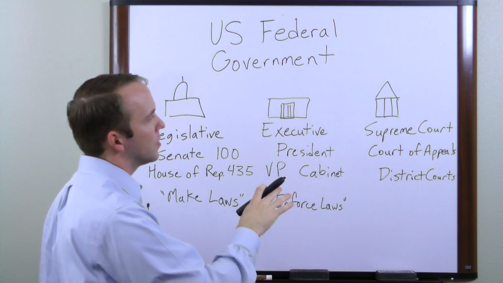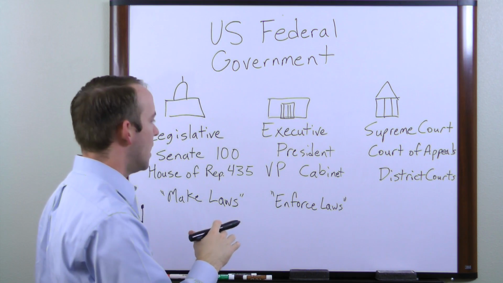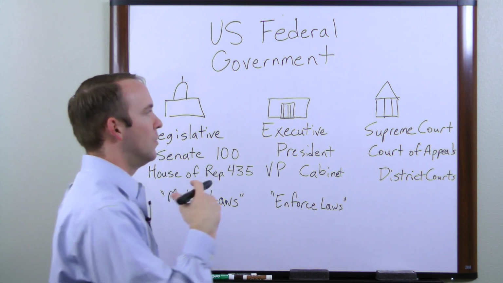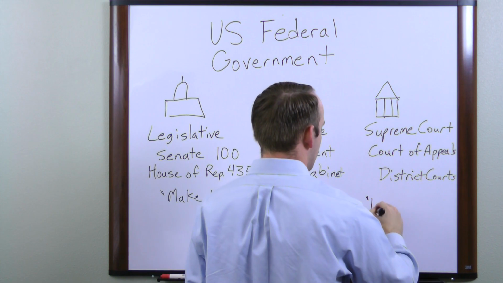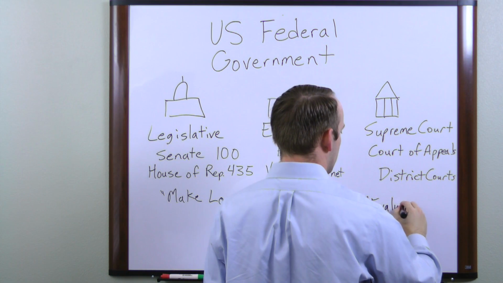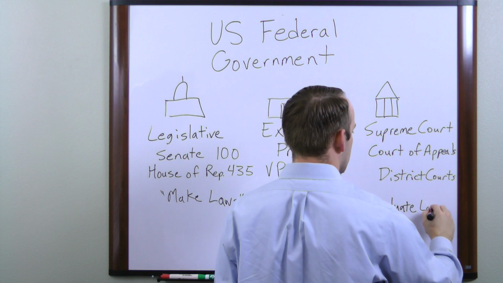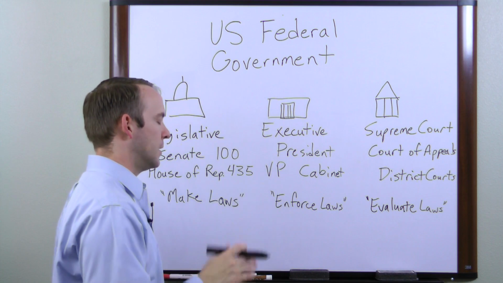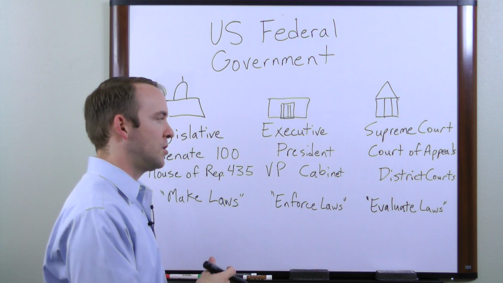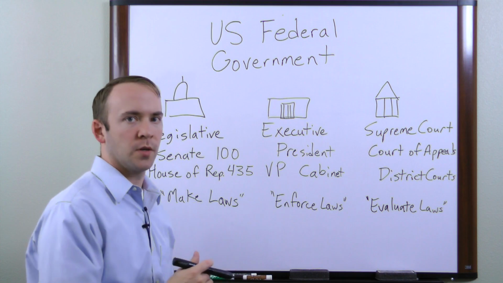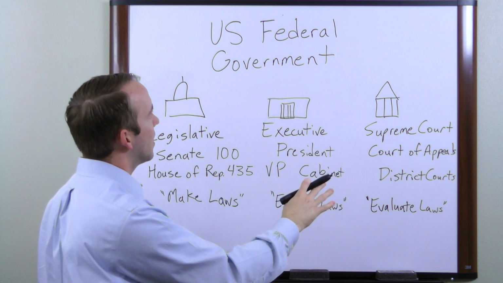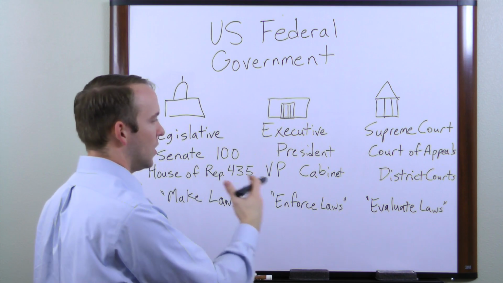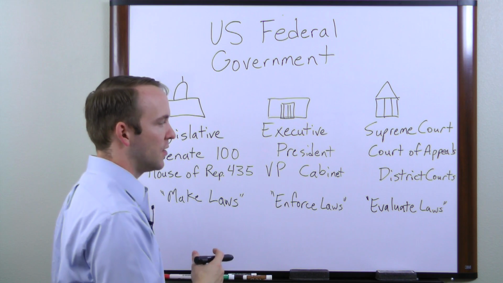And the Supreme Court and our court system, they oversee the laws and decide which ones are constitutional and which are not, and so they evaluate the laws. And they can determine if a law should be considered unconstitutional and removed from the books. And so these three branches of government make up the U.S. federal government, and we should know how they are structured and the different divisions of them.